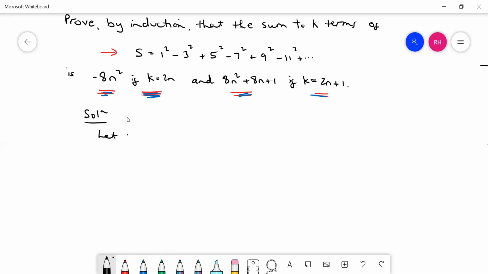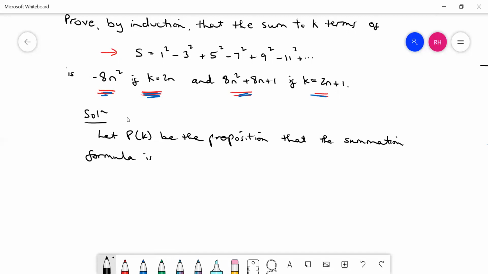Let PK be the proposition, let's say the proposition that the summation formula is true for the first K terms.